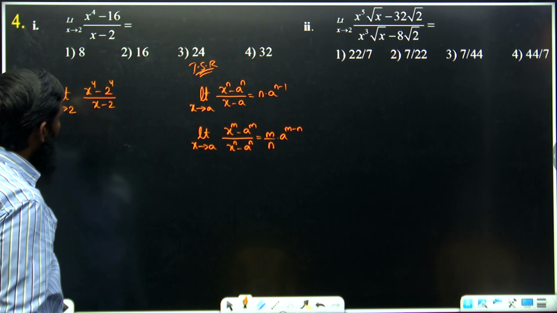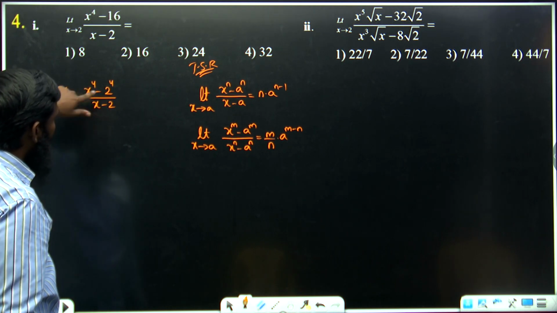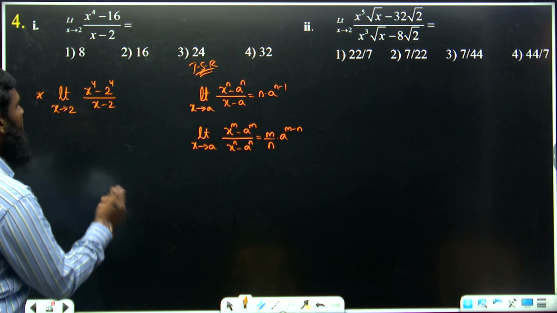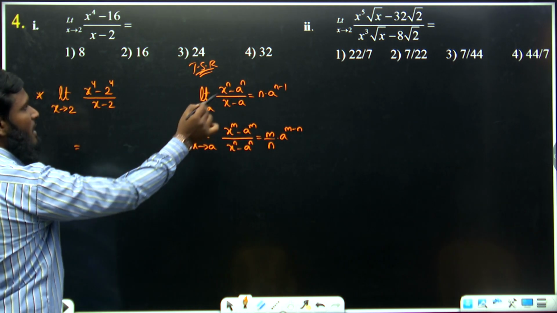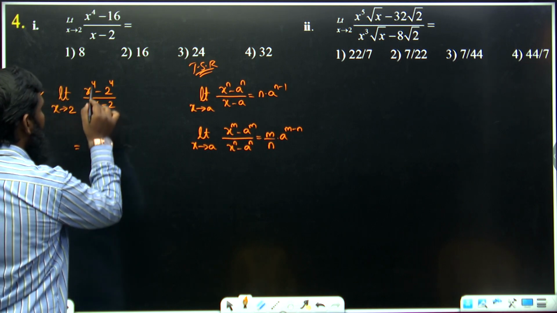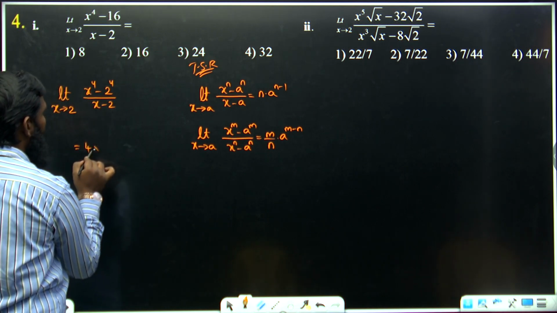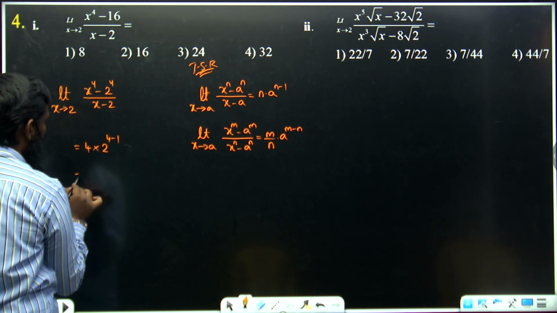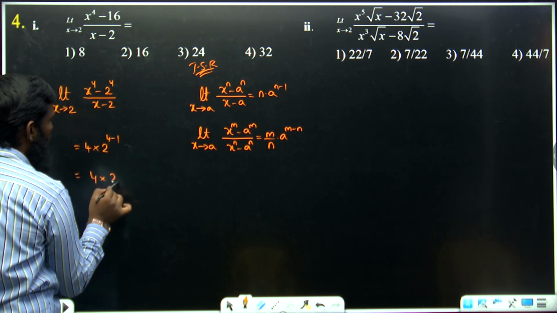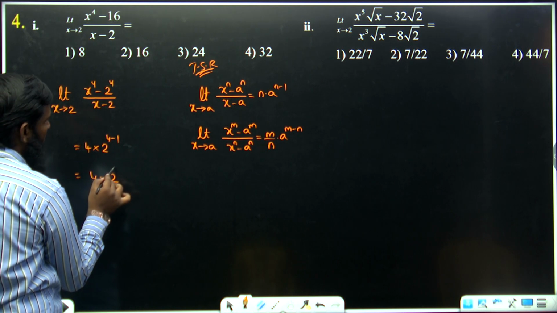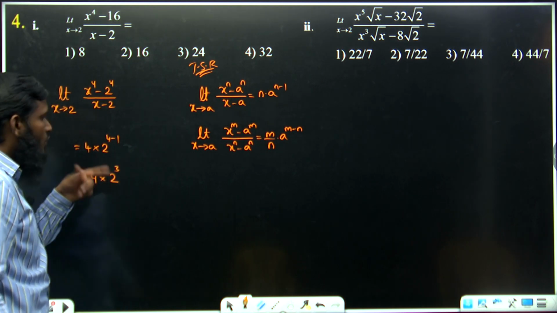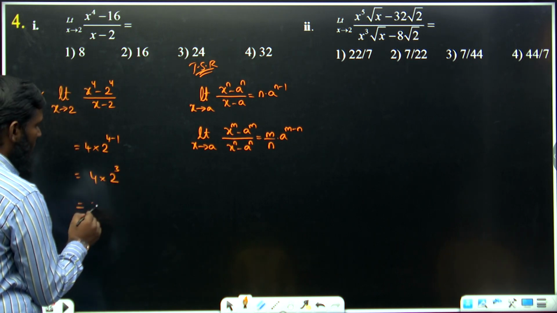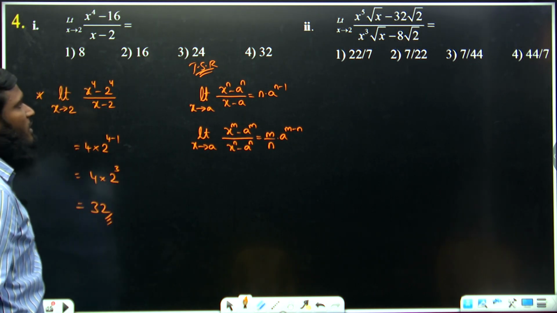Now numerator powers are the same, denominator powers are the same, x minus 2 part is the same, and the limit is also the same. Okay, now let us apply the formula. What is the formula we are having? n times a^(n-1). So n is 4, a is 2: 4 into 2^(4-1), that is 4 into 2 cube. 2 twos are 4, 4 twos are 8, we are getting 8, and 4 eights are 32. That's it. So 32 is the answer.